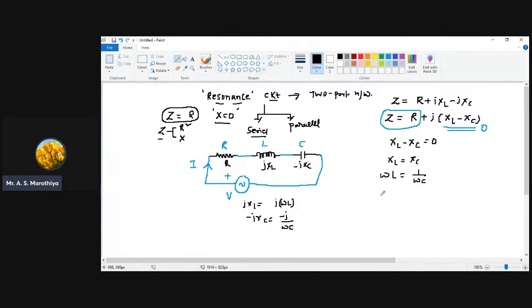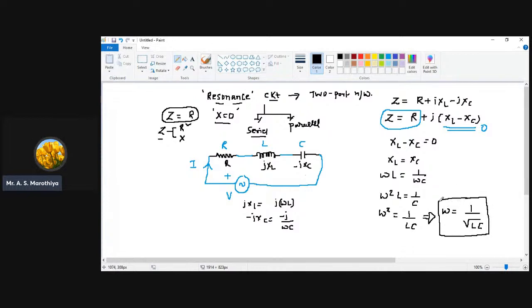So if you multiply it by omega, I can write here omega square into L is going to be equal to 1 by C, or I can write omega square equals 1 upon L into C, or I can write this as omega is equal to 1 upon square root of L into C. So this is what the angular frequency at which resonance phenomenon occurs in case of series RLC circuit. This is very important. And the unit is radian per second.